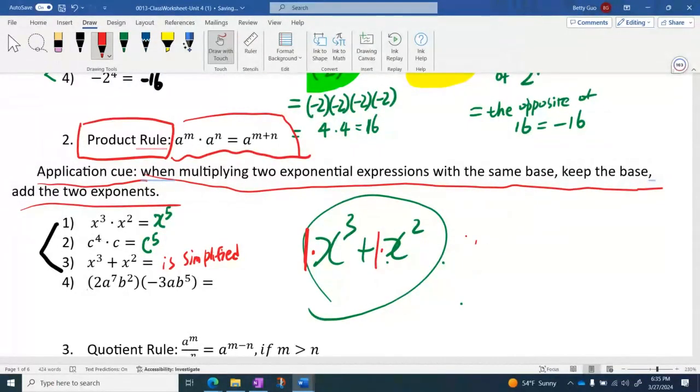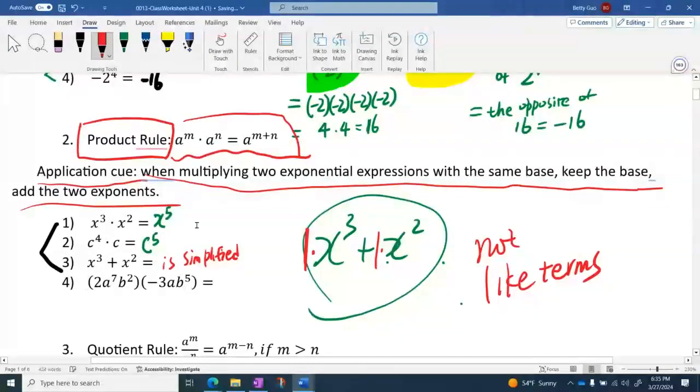They are not like terms. The first term's coefficient is 1, variable part is x cubed. The second term's coefficient is 1, variable part is x squared. They do not have the same variable parts. They are not like terms, so we cannot combine them. Remember, what are like terms? Like terms have to have exactly the same variable parts. They don't, so they are not like terms. We can't combine them. It's already simplified.